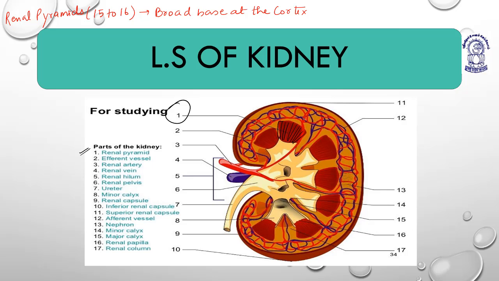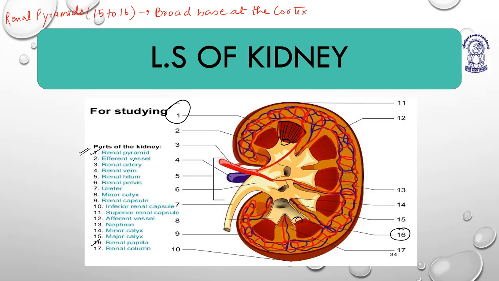These renal pyramids, around 15 to 16, have a broad base at the side of the cortex. All these medullary pyramids terminate into a structure known as the renal papilla. So number 16 is the renal papilla. Renal pyramid, renal papilla.